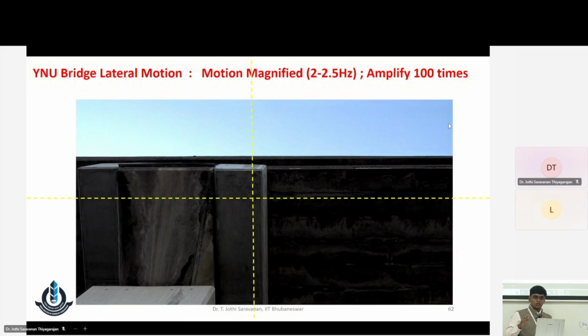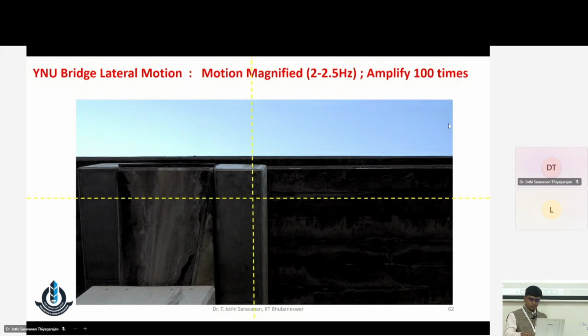Whatever we are discussing, almost everything nowadays is operational mode analysis, because nowadays we are not going to a site for exciting. That's the reason we wait for some wind for light structures, or generally for bridges we always wait for some big truck to pass, because it will automatically excite the structure. That's what we also did here.